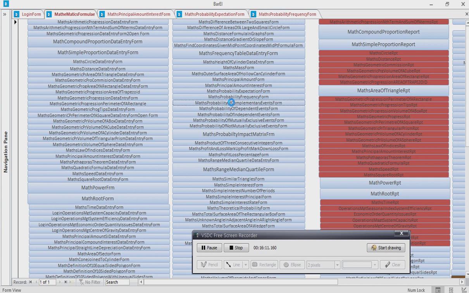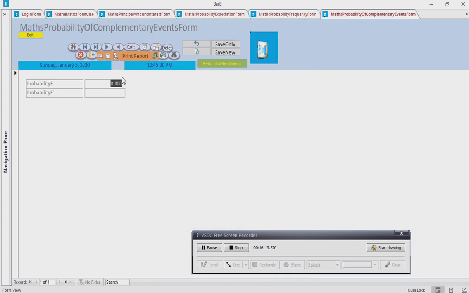Probability of complementary events. If the probability of one event is 0.8, therefore, the probability of the other event is 0.2.